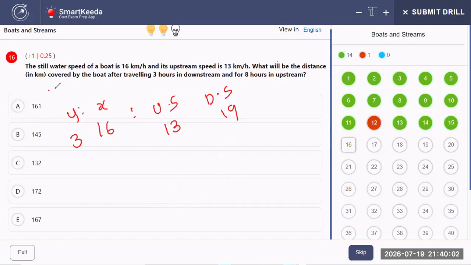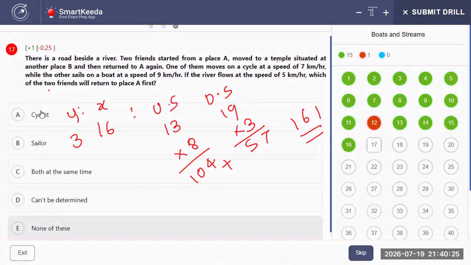What will be the distance in kilometers covered by the boat after traveling 3 hours in downstream and 8 hours in upstream? 3 hours in downstream, 8 hours in upstream. So this is 104 and this is 57. Adding, I'll get 161. Next.